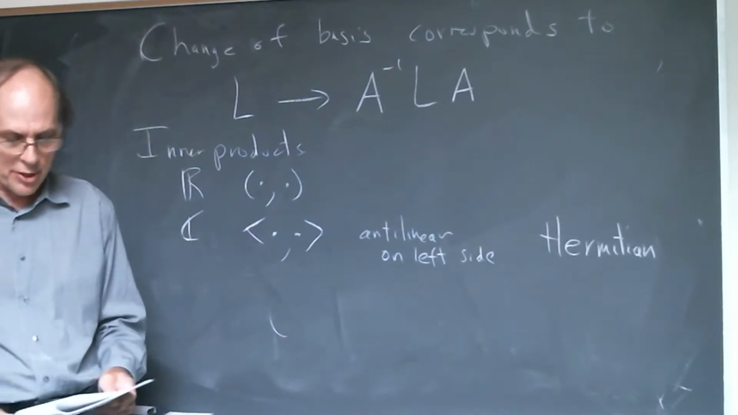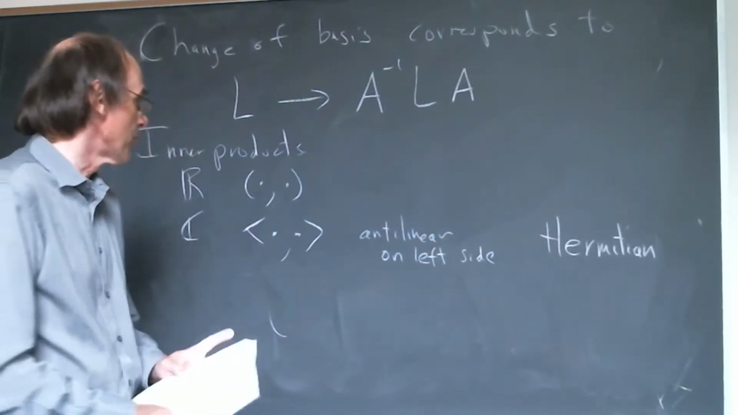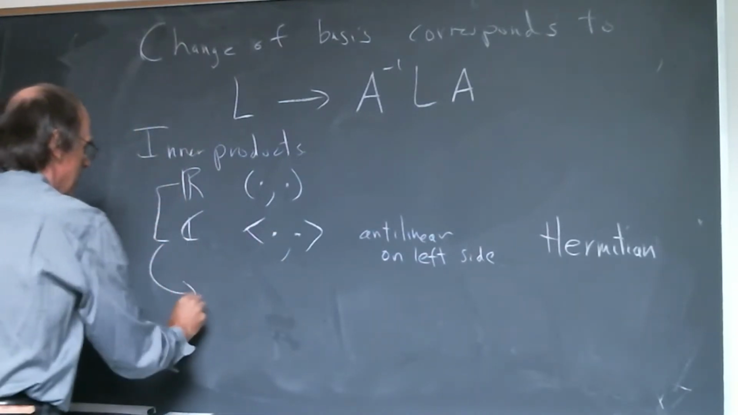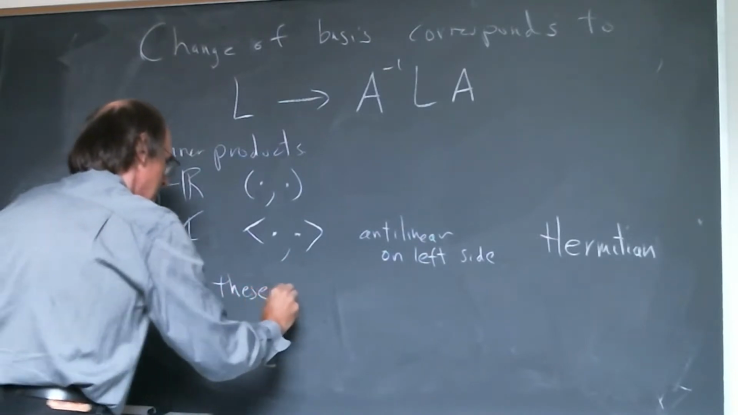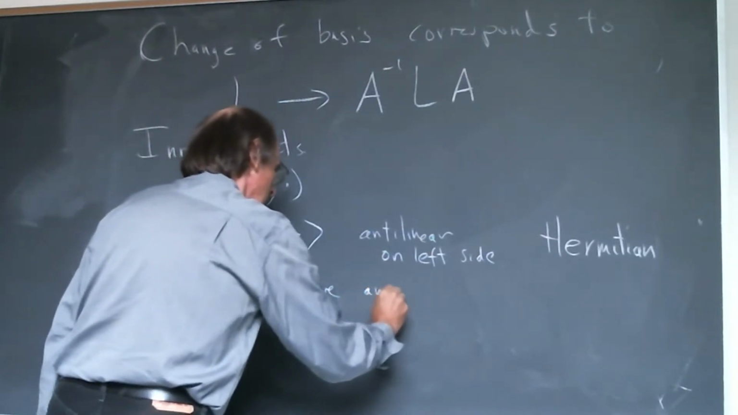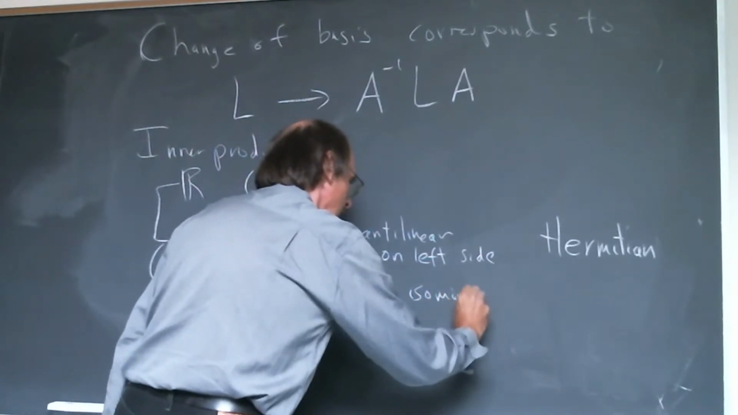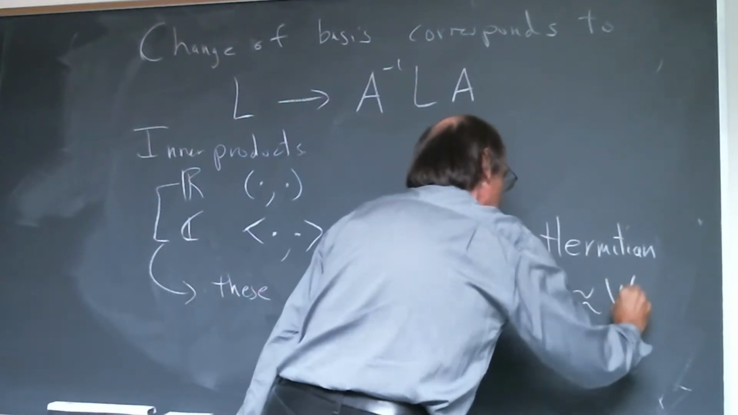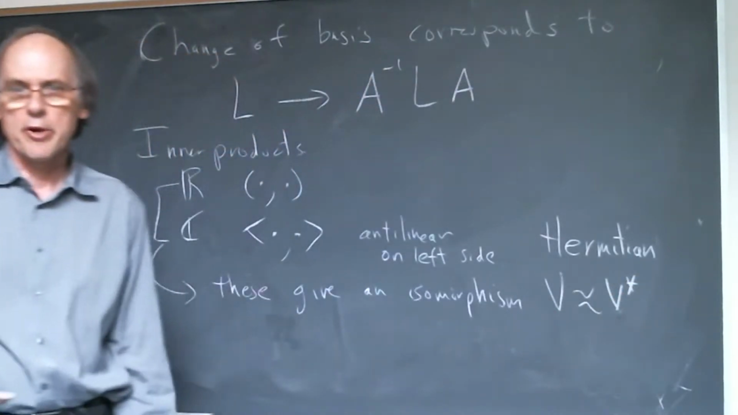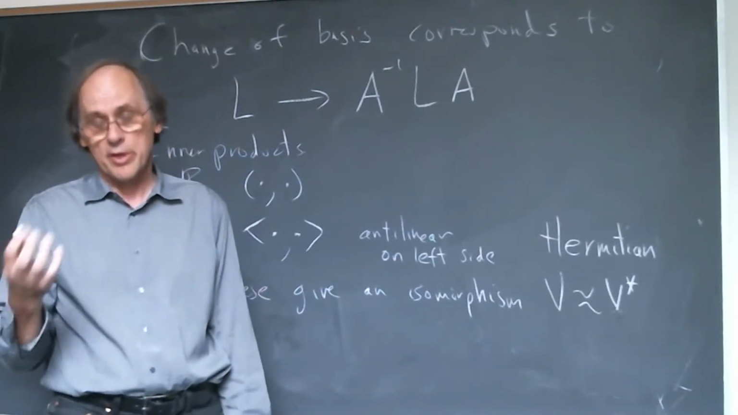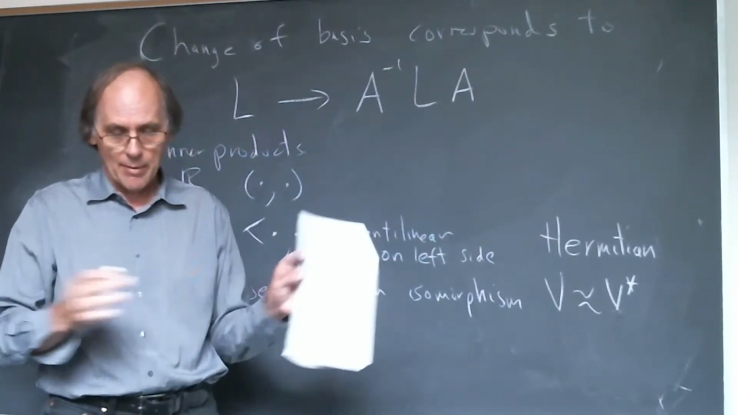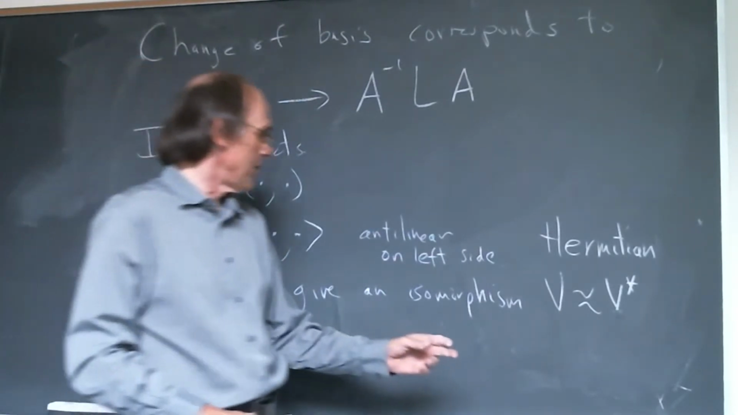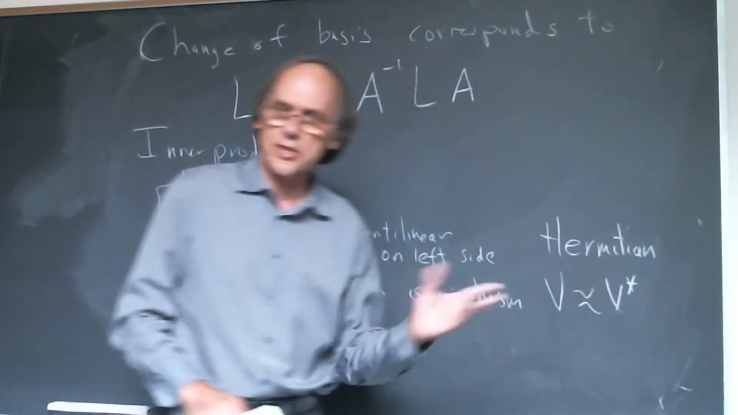But the point about an inner product is that these give an isomorphism of V with V dual. So in a world where there are no inner products, which is sometimes what we're going to see, where we're working with a linear space where there really isn't an interesting inner product, then V and V dual are just two different things.